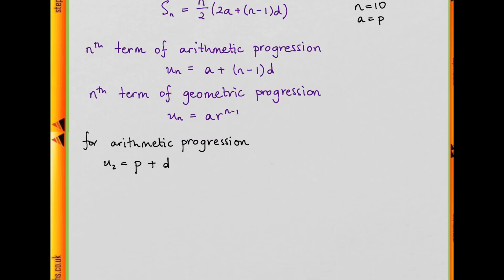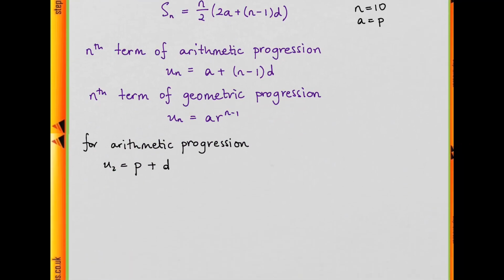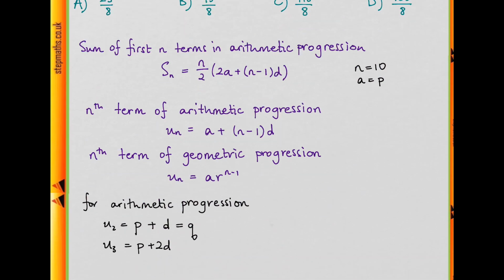Okay, so first of all, for the arithmetic sequence, u2 is just going to be equal to p plus d by using this formula, and we also know that's equal to q. And similarly, u3 is p plus 2d using the formula, and that's equal to p squared.